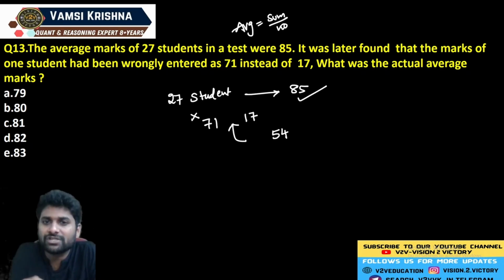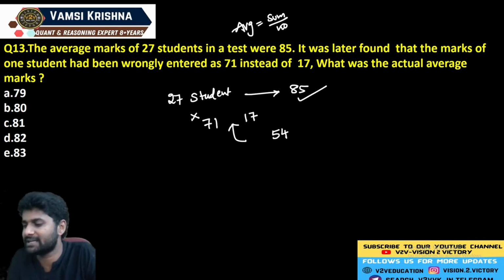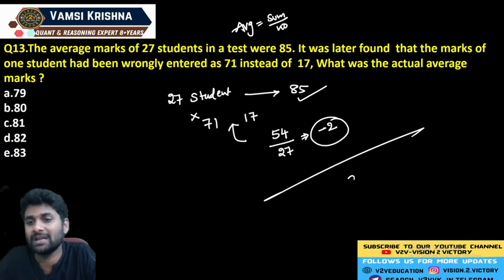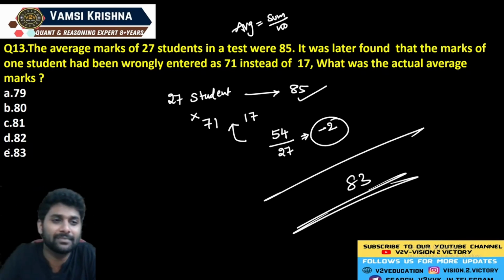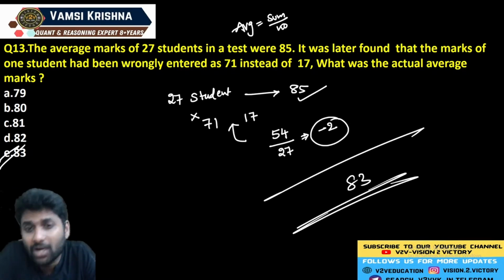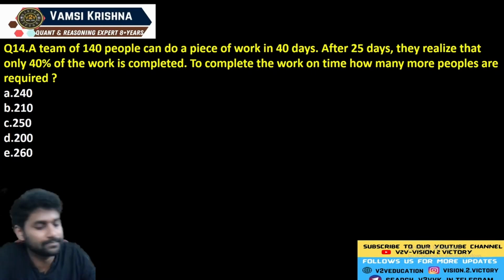If you entered the original score, definitely the average should decrease. So how much does it decrease? 54 extra marks over the total number of students, 27. So you have to decrease 2 marks from the average. So here the original average is 83. Guys, if you enter the correct score, you will get the average of 83. You entered the wrong score, that's why you get 85 as the average. Hope it's clear.